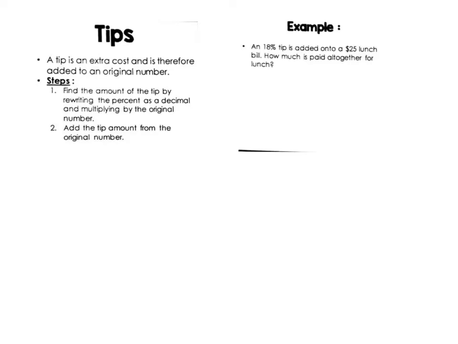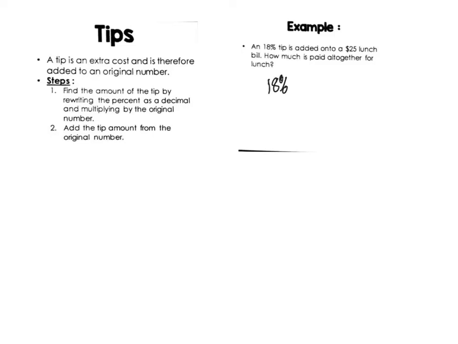So here's our first example. An 18% tip is added onto a $25 lunch bill. How much is paid altogether for lunch? So the first step is to find the amount of the tip by rewriting the percent as a decimal. So we have 18%, and we need to make that a decimal.